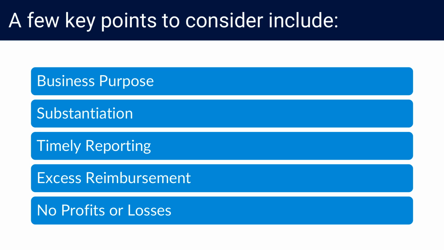Next, assess your business needs and determine which expenses are eligible for reimbursement. Develop a written policy that outlines the details of your plan, including eligible expenses, documentation requirements, and reimbursement procedures.